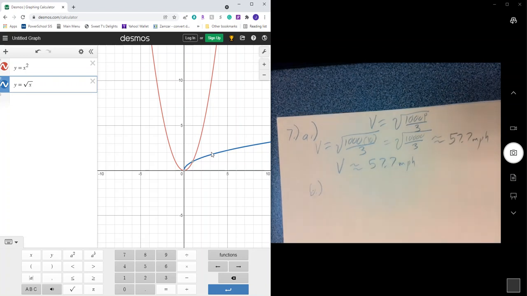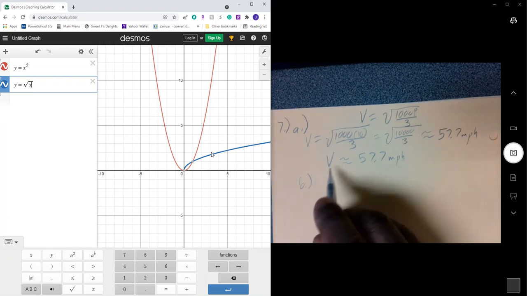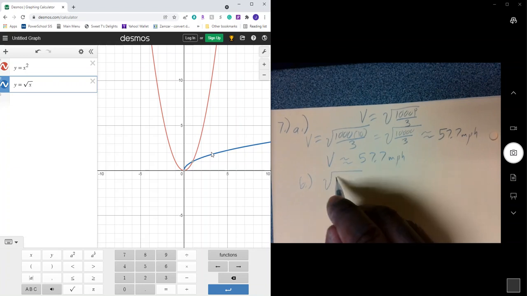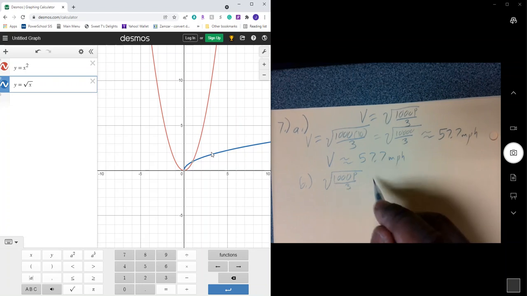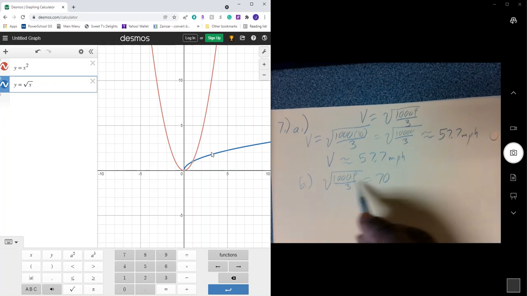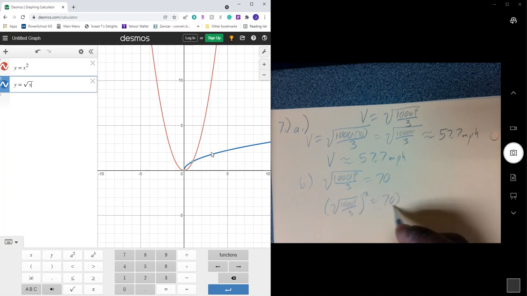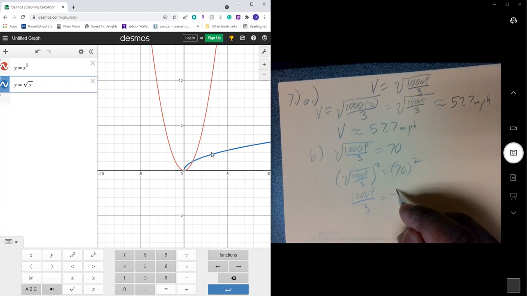Okay, now we go here to B. It says, what is the wind pressure if the wind is blowing 70 miles per hour? So we will have the square root of 1000p all over 3 is equal to 70 because we're given a velocity here. So the first thing we should do is square both sides to get rid of this square root, because remember we're trying to solve for p here. All right, so this will leave us 1000p over 3 is equal to 4900.